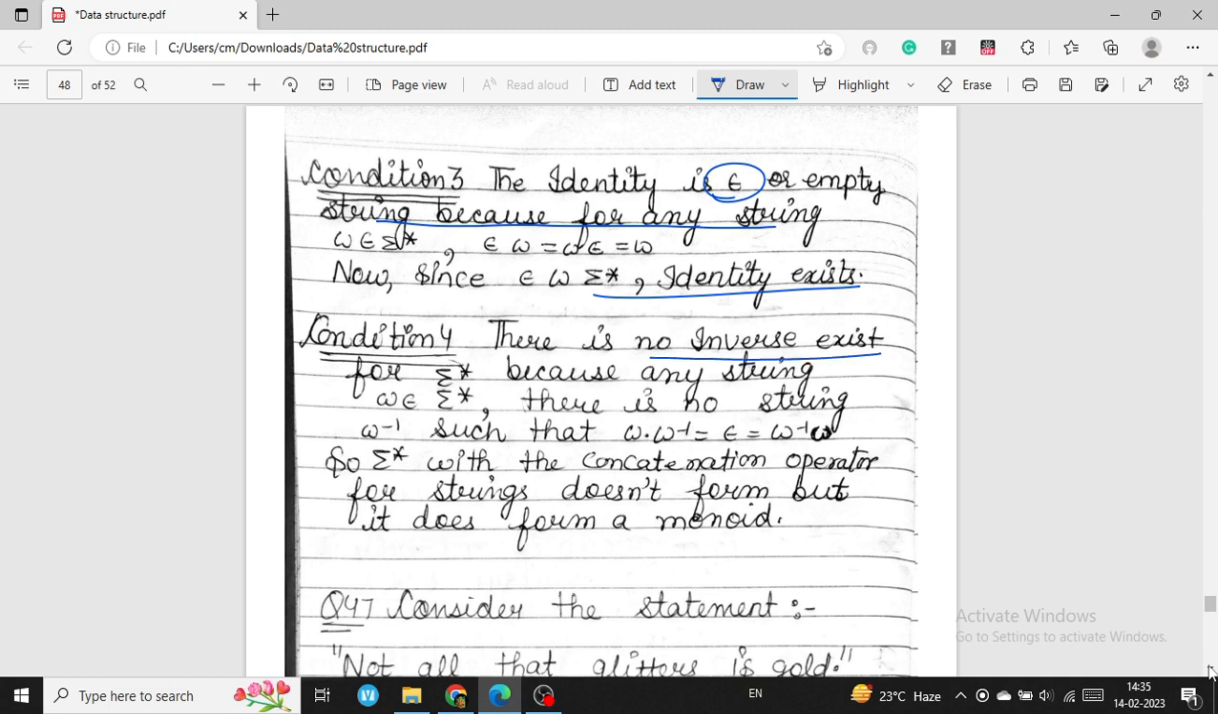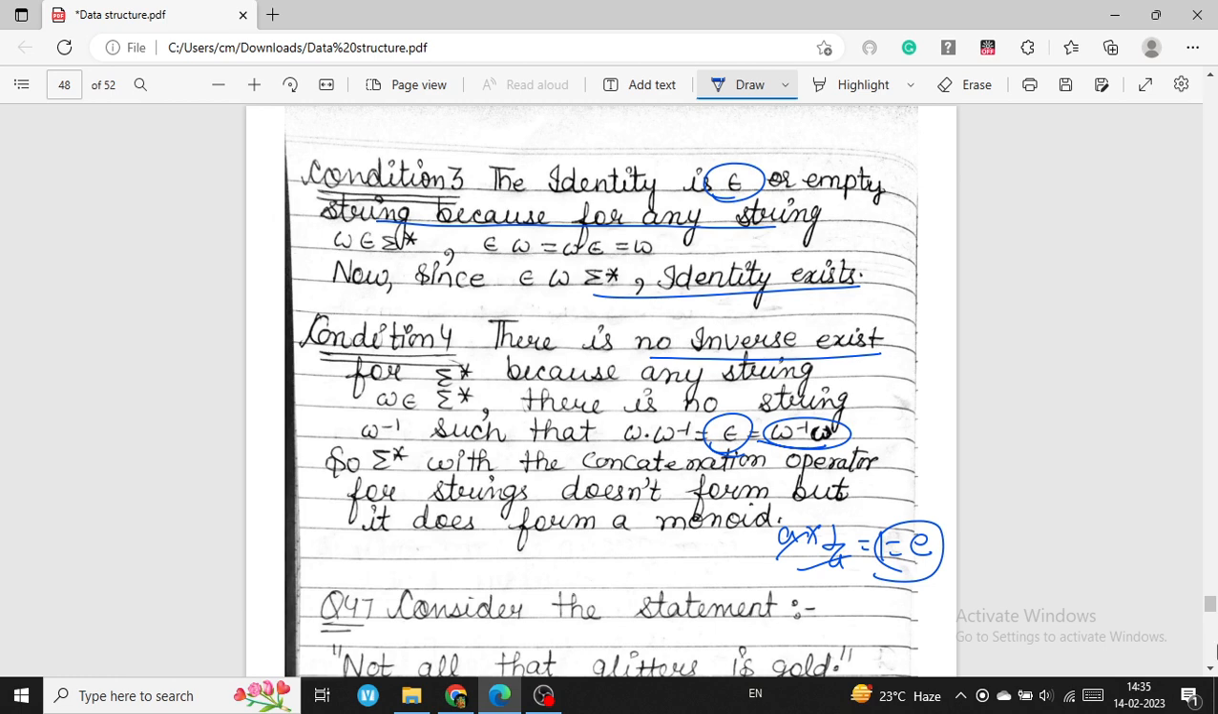Condition four: there is no inverse that exists for Kleene star, because for any string belonging to Kleene star, there is no string inverse such that when we multiply the string with its inverse, it will be equal to the identity. You can see this, and it is not equal to identity.